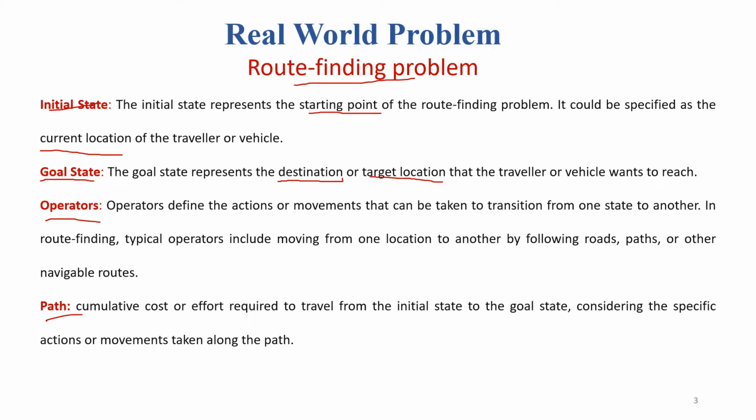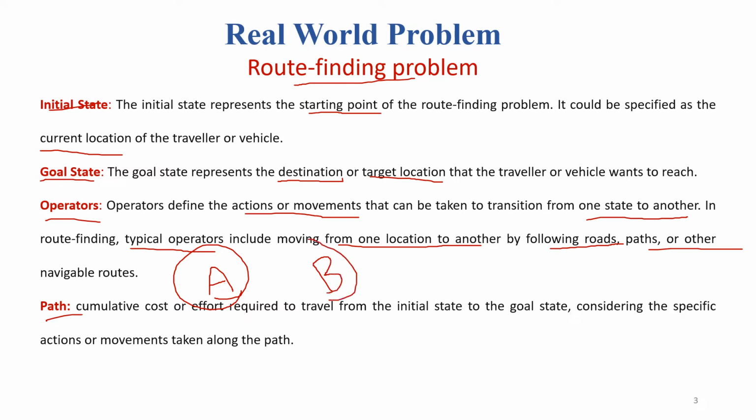Operators will define the actions or movements that can be taken to transition from one state to another. In route finding, typical operators include moving from one location to another by following roads, paths, or other navigable routes. So in general, the operators will tell us the possible ways by which you could reach from the initial state A to the goal state B. Then comes path. This is the cumulative cost or the effort that are required to travel from A to B, considering the specific actions or movements taken along the path.